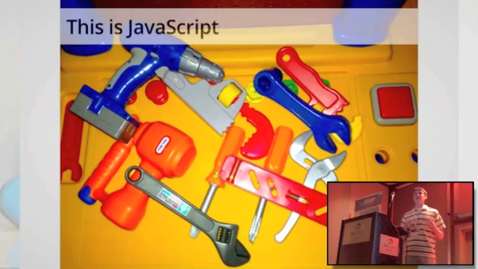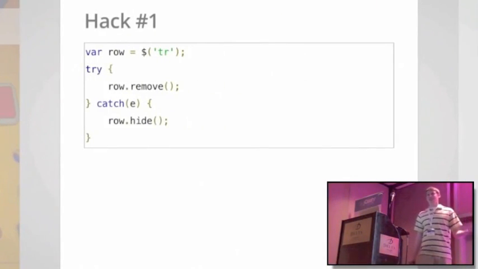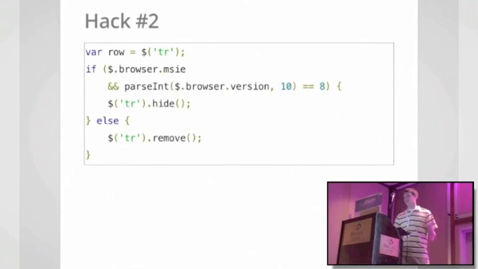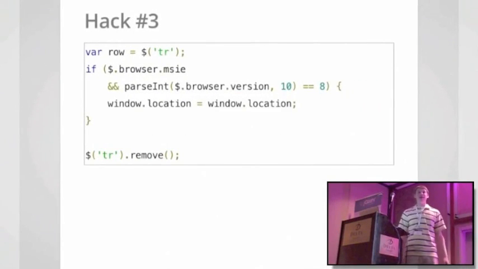And one of the great things about JavaScript is it's a very flexible language. So we can do some things that maybe we shouldn't do. So, for example, I could do things like this. Like, oh, my table row won't remove. Well, I'll just catch that error and just hide it. And then if I wanted to avoid the JavaScript error, it's like, oh, I'll just browser sniff for IE8s and then just do it for them. Or, just refresh the page for IE8 to get around the issue.